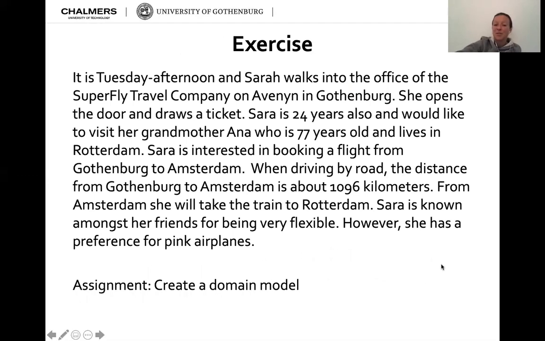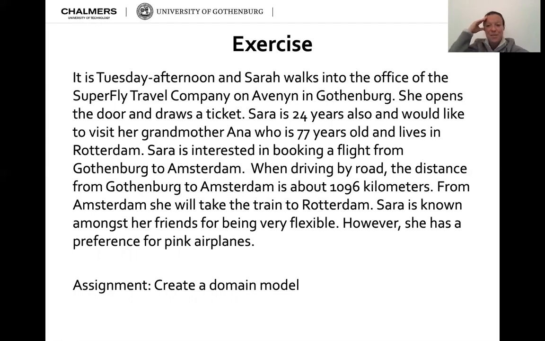Let's jump into this. Let's just try it out ourselves. So it's Tuesday afternoon and Sarah walks into the office of the Superfly travel company on Avenue in Gothenburg. She opens the door and draws a ticket. That's how you know you're in Sweden. You come in, you draw a ticket with a number on it, for those of you who are not from Sweden. And the number tells you when it's your time to go talk to the person at the counter.